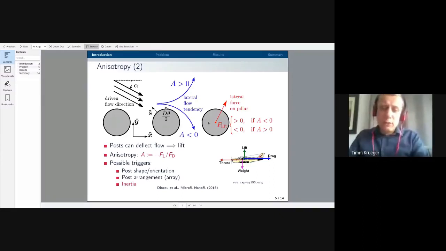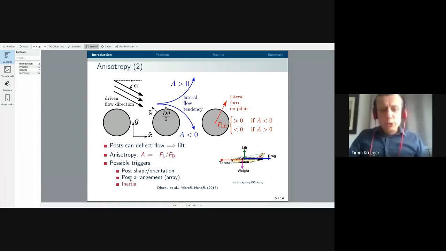And the anisotropy is nothing more than a dimensionless version of the lift force. It's the lift force divided by the drag force. In an isotropic device, it doesn't depend on how your flow comes into the device. The drag force will always be completely parallel to the flow. You don't have any lift, and anisotropy is zero by definition. And we would like to have devices that are isotropic, because then we don't get unexpected tilts of the flow and the streamlines. The question is, why do we get anisotropy in certain cases?